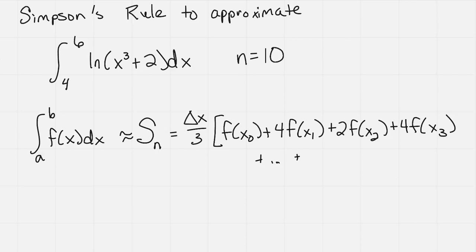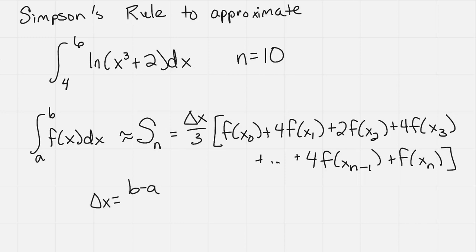Where we get to the second to last one is going to be 4 times f of x sub n minus 1, plus the final one has no coefficient except for 1, f of x sub n, where delta x is equal to b minus a over n. And we're going to recall that x sub i is equal to a plus i times delta x.